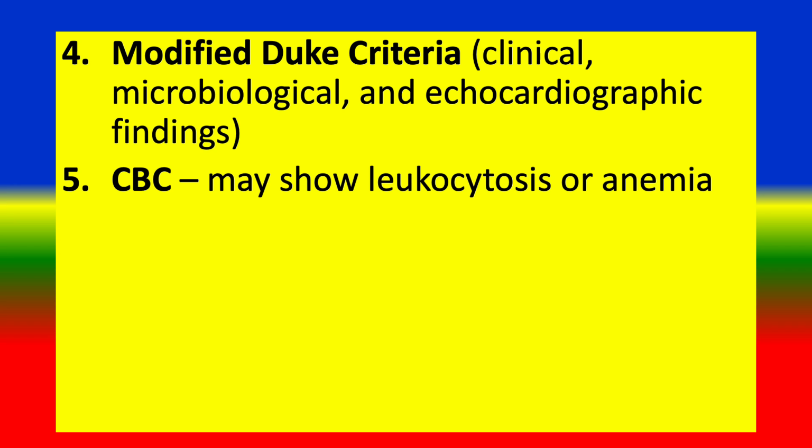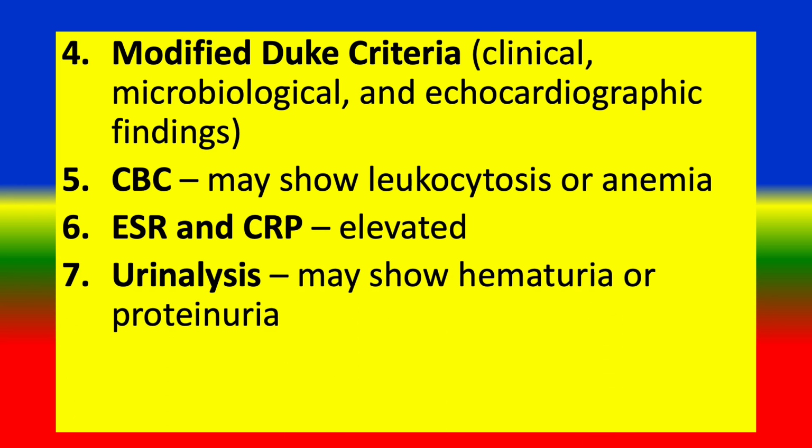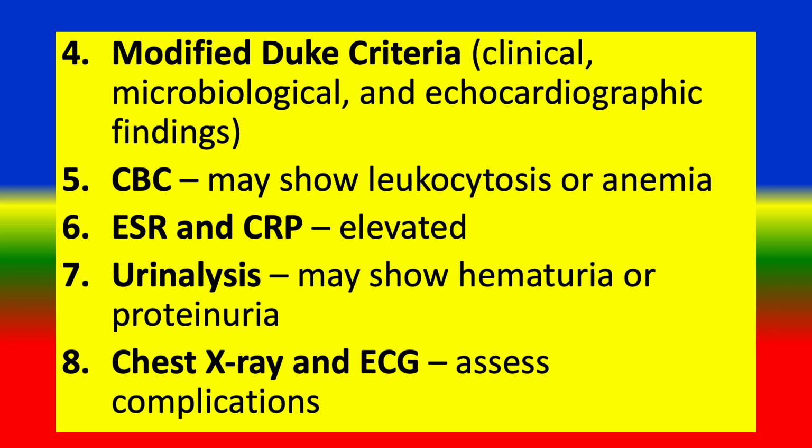5. CBC may show leukocytosis or anemia. 6. ESR and CRP elevated. 7. Urine analysis may show hematuria or proteinuria. 8. Chest X-ray and ECG assess complications.